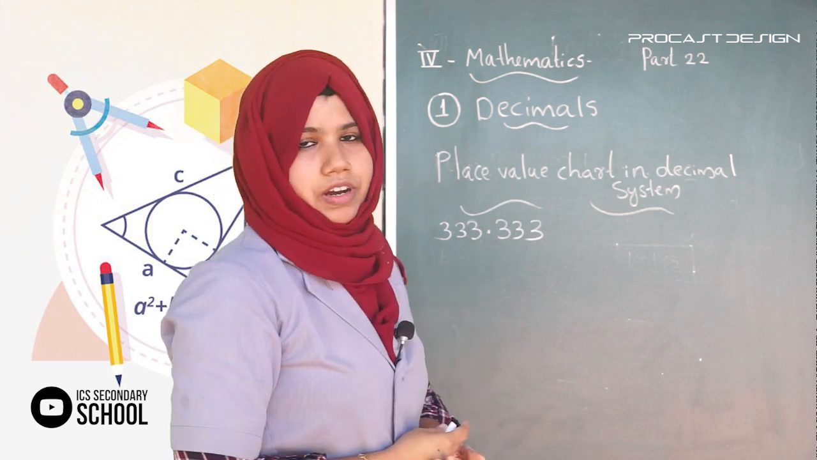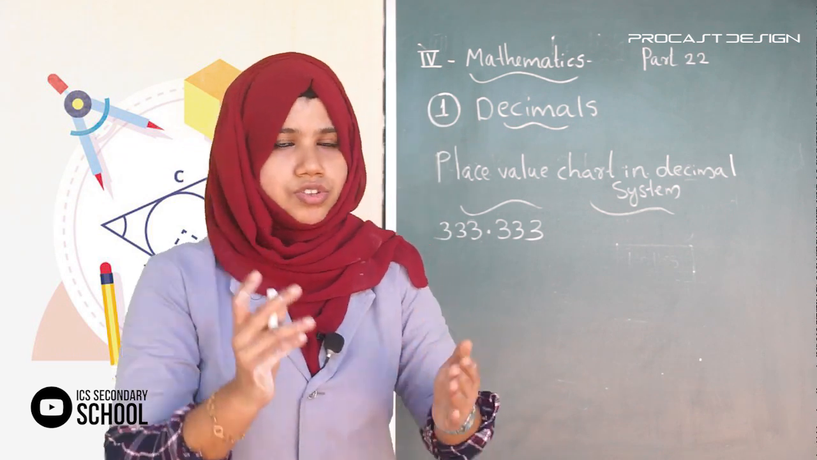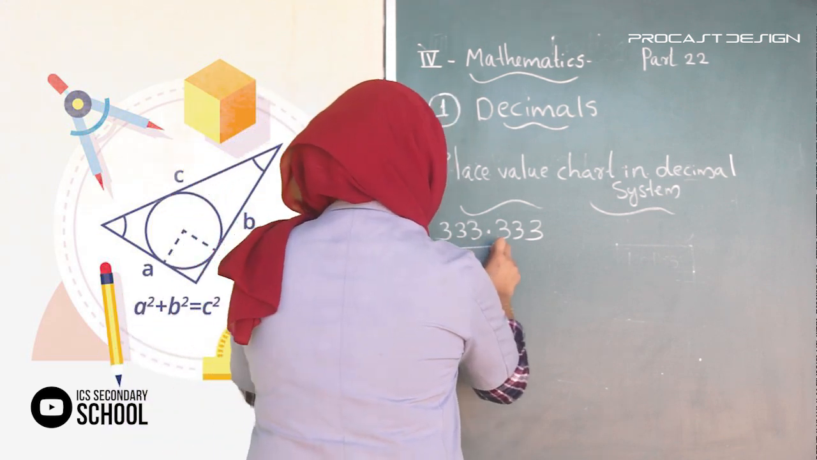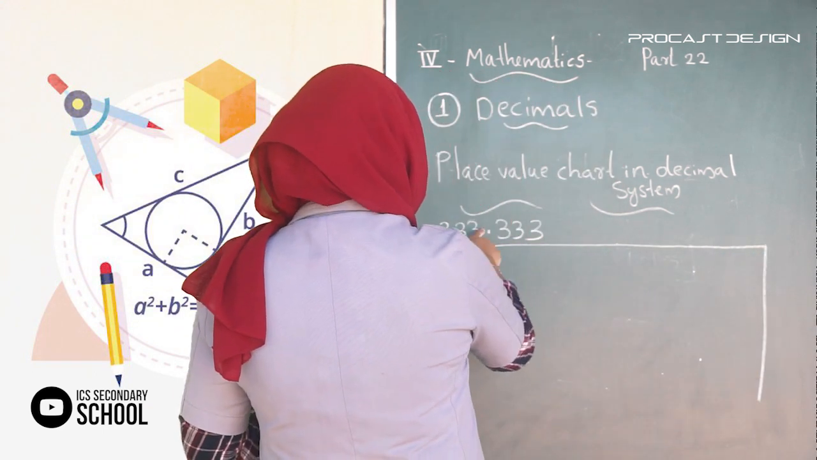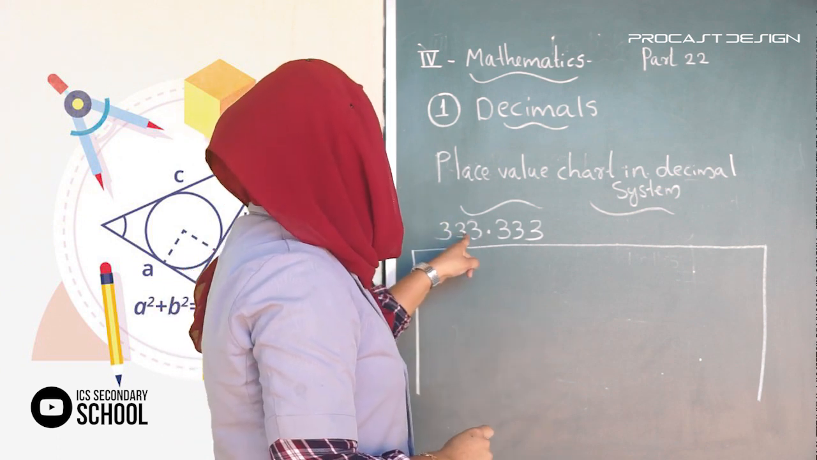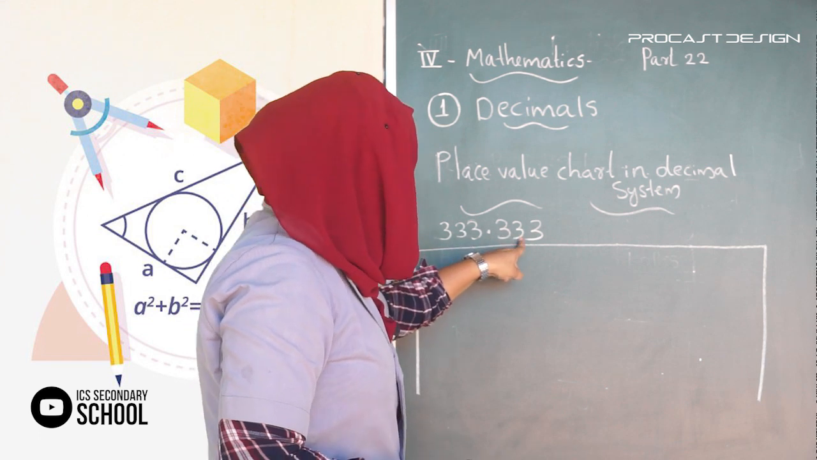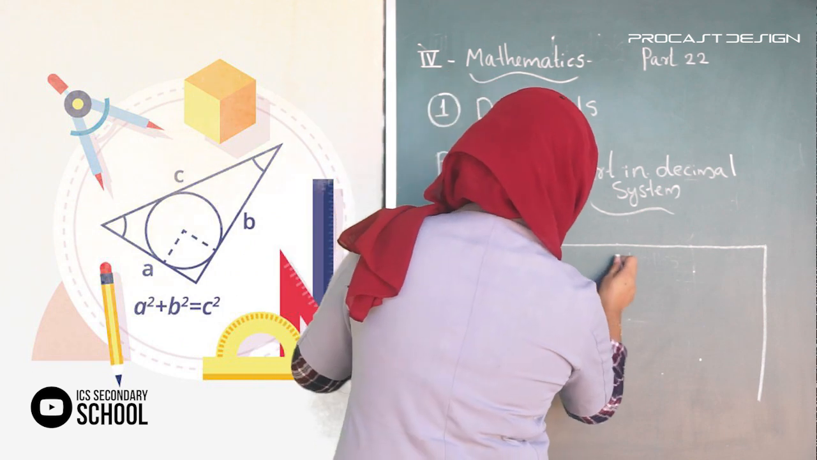So this is your number. We have to arrange the decimal number in a place value chart. So all of you listen here. Okay, so ones, tens, hundreds. This is tens, hundreds, thousands. Okay, so the places.